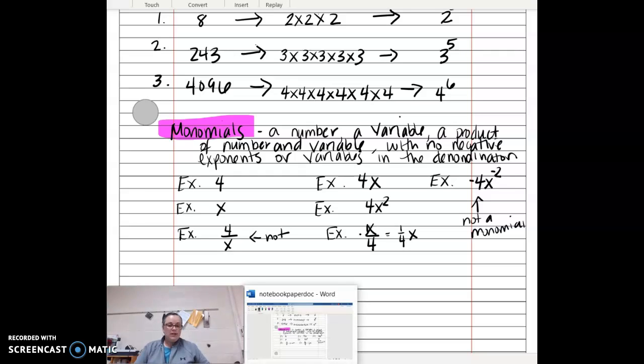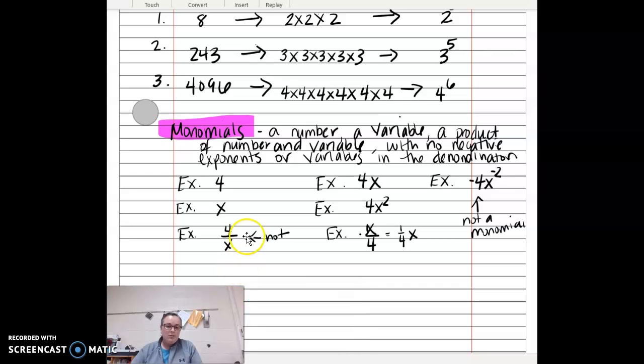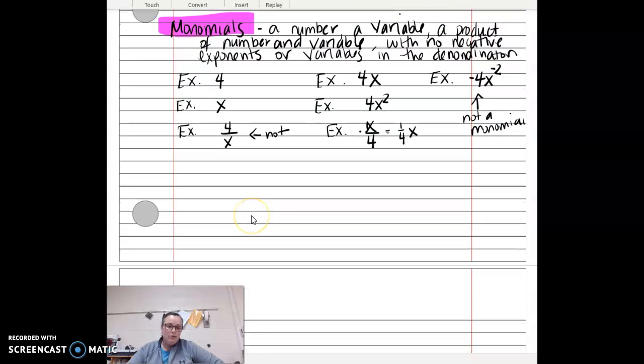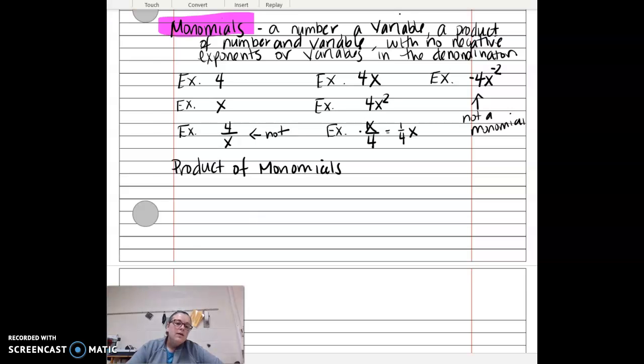So I hope that clears up what a monomial is. What we're going to do today is look at what happens when we multiply monomials. So I'm going to put: product, the answer to a multiplication problem, of monomials. I'm going to highlight that in a different color. Nope, same color. That's okay.